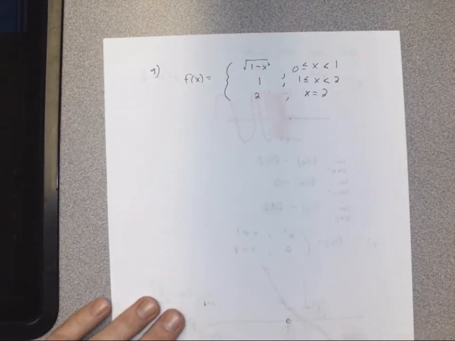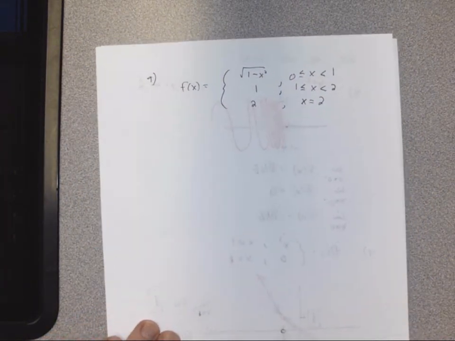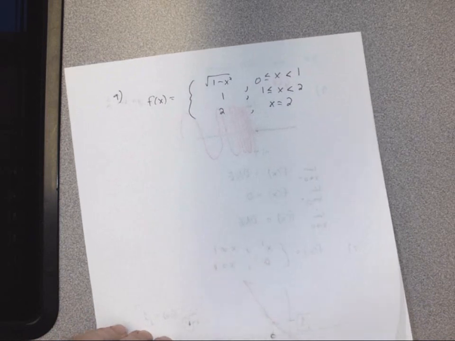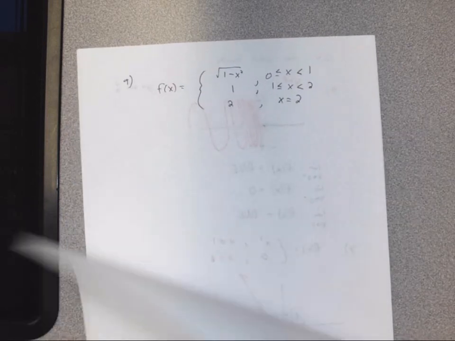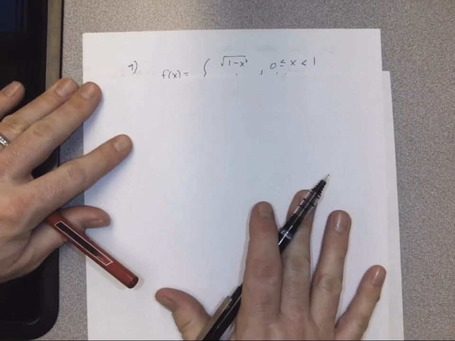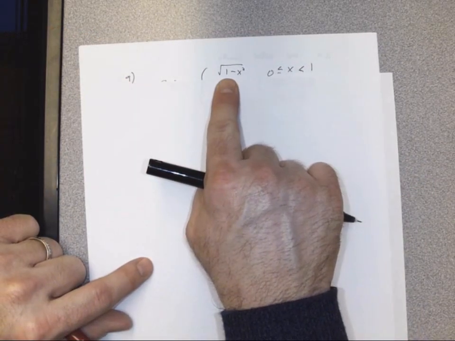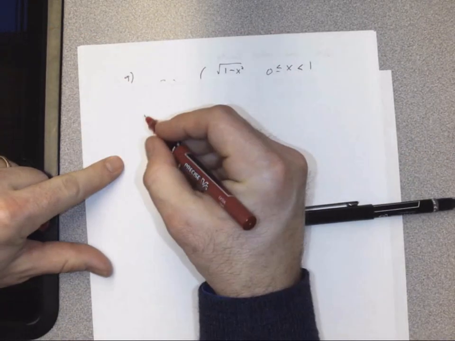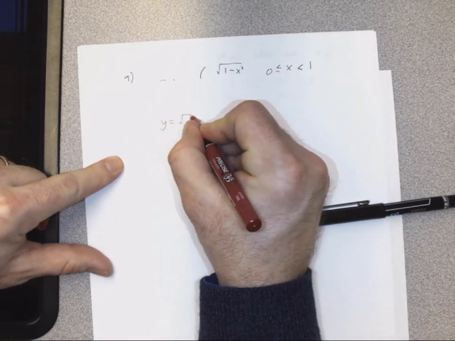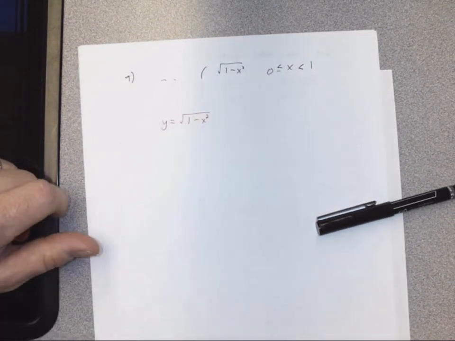Just a little side note here, just so you guys know. What's just this piece equal to? If I say y is equal to the square root of 1 minus x squared, what is that a graph of?